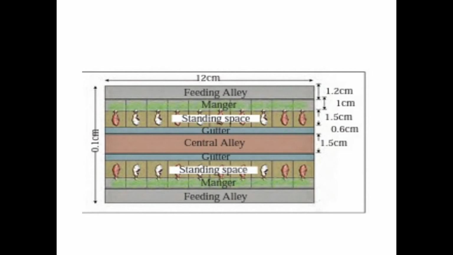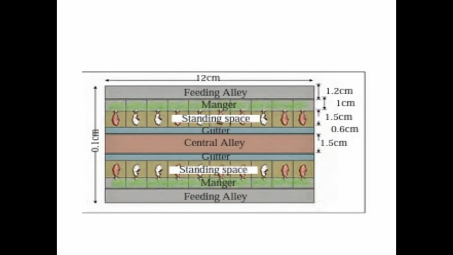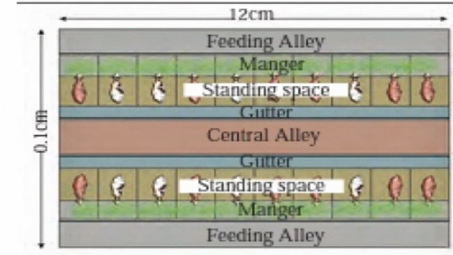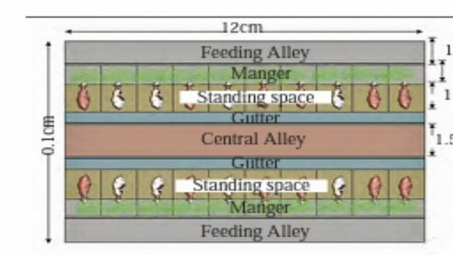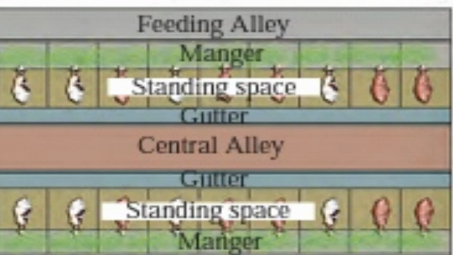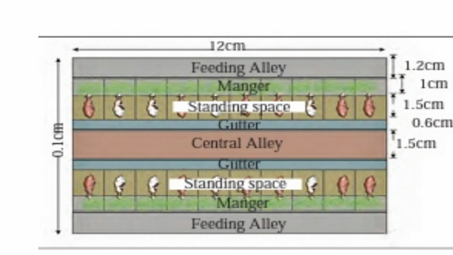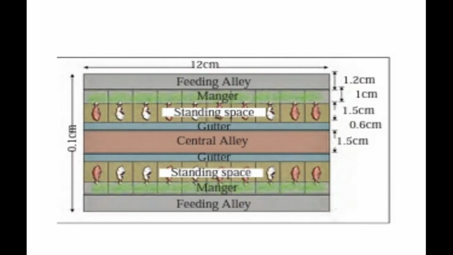Central alley this is, and this is another row. The heads of the animals are facing outside, and this is the gutter for this row on either side of central alley, and this is the manger. So from this particular sketch you can have an idea about tail to tail housing system. The central alley, the gutters, the standing space, mangers, each component can be observed easily.